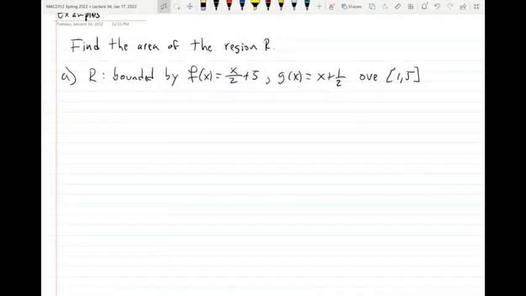So the first thing that I'm going to do, whenever you see a problem like this, the first thing that you should do is draw the region. Forget about everything else. I just sketch the region. In this case, both of the functions f and g are lines, right? The first one is a line with slope 1/2 and y-intercept 5.